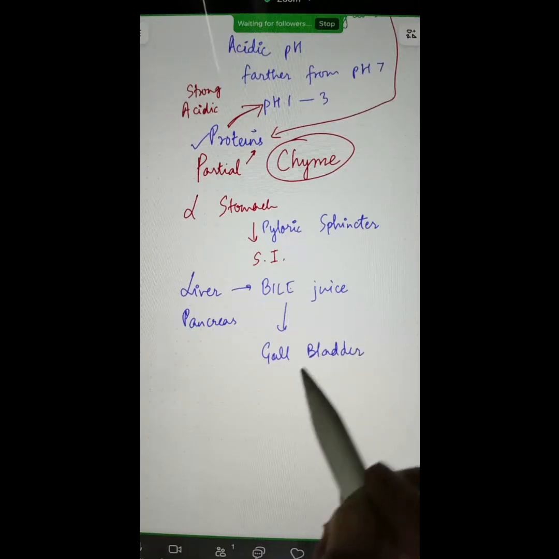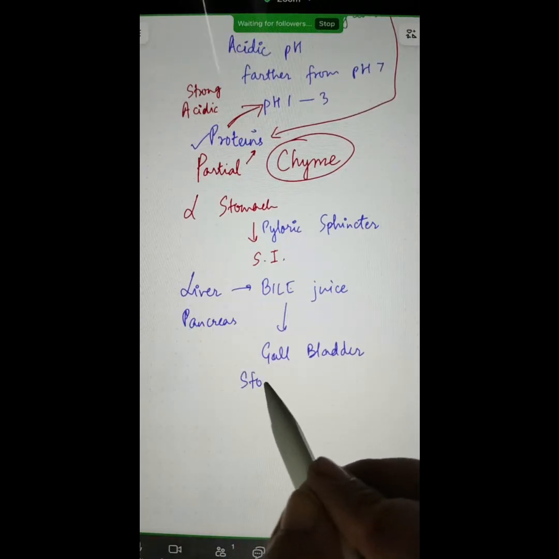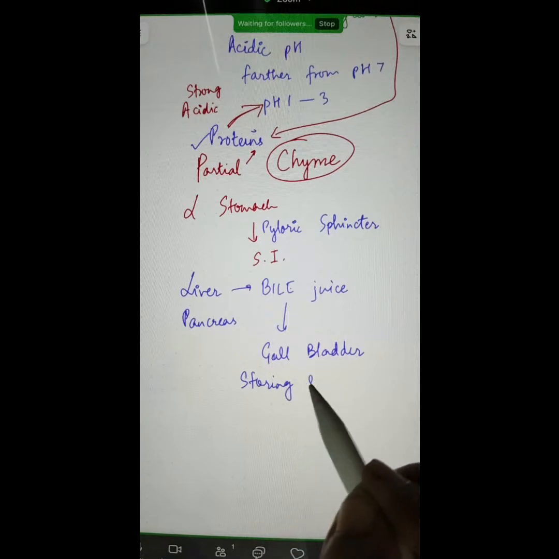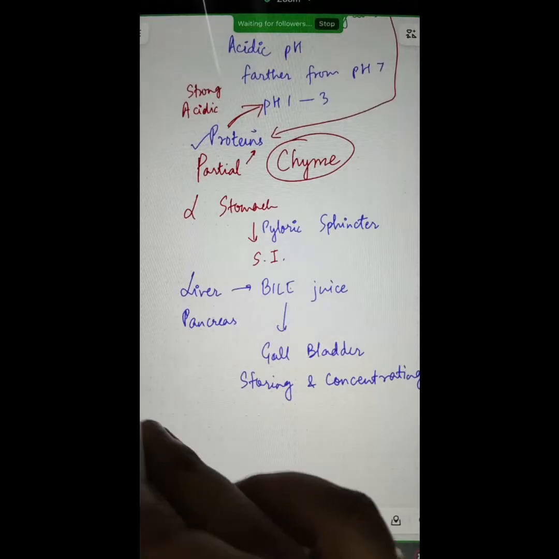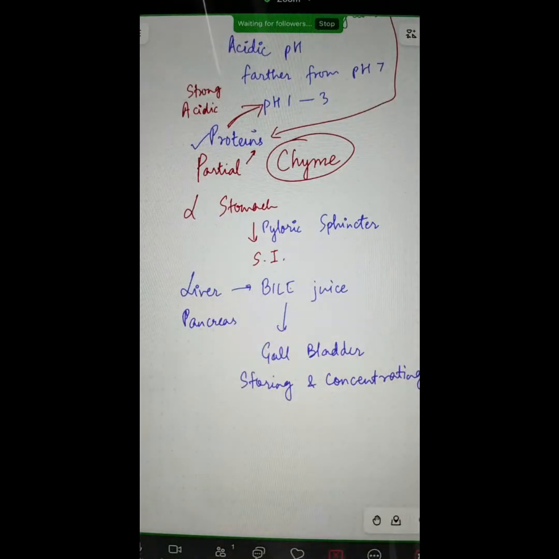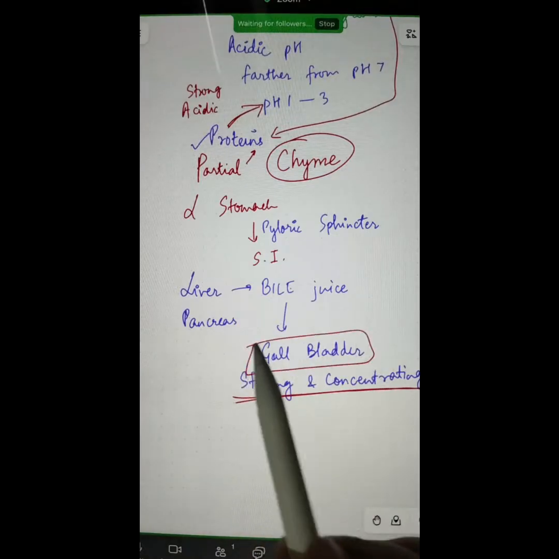and gallbladder is the one that will be storing the bile and will be concentrating it, right? Very important. Bile will be stored in gallbladder, and bile will be concentrated in the gallbladder. When I say concentrated, means the water content will be removed. So liver is located on right side of the body. It contains bile juice, and bile juice is stored and concentrated in the gallbladder.